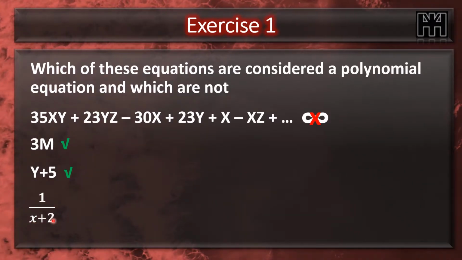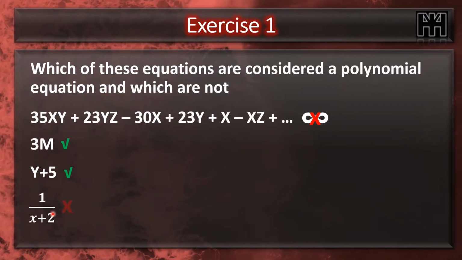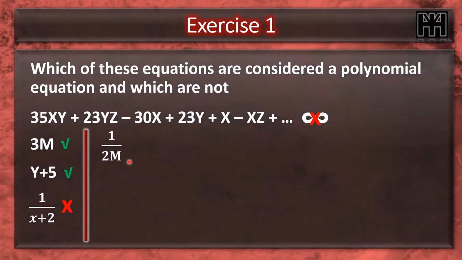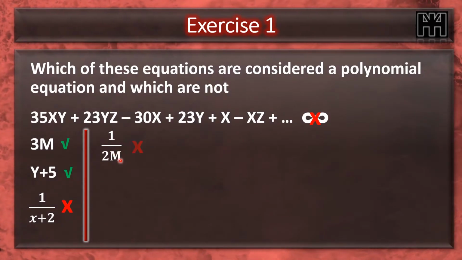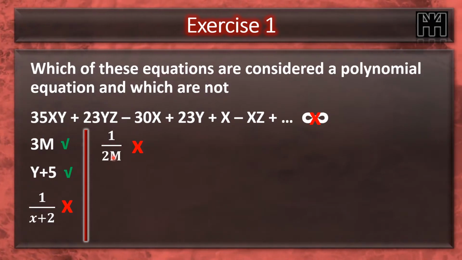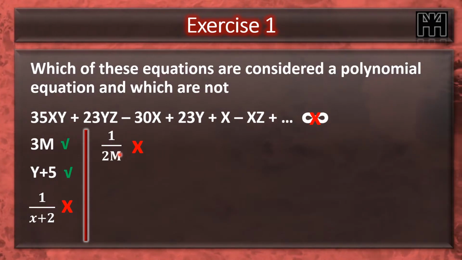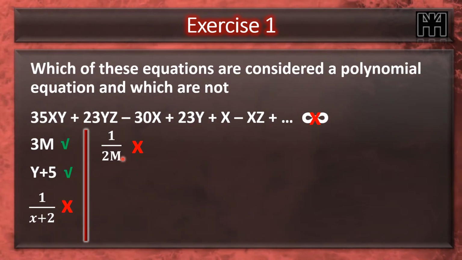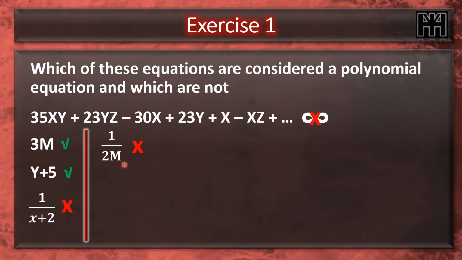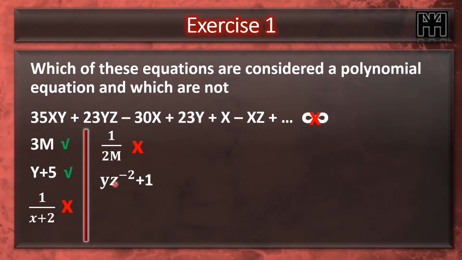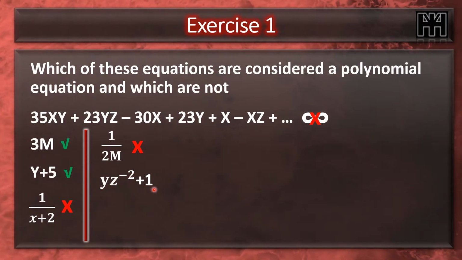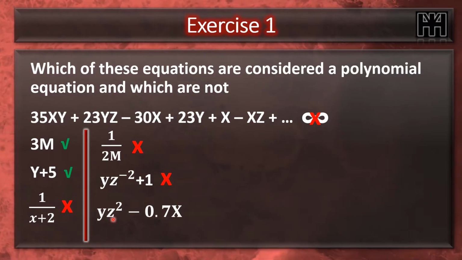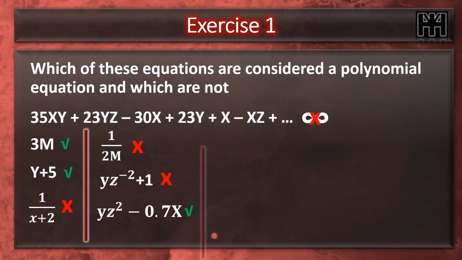1 over x plus 2, okay, has a variable as a denominator, so it can't be a polynomial equation. 1 over 2m, we have a variable as a denominator, can't be a polynomial equation. It's equivalent to m power -1 over 2, so we have power -1, and we only allow positive integer powers, or 0, as exponents. Okay, y z power -2 plus 1, see, negative power, can't have it as a polynomial. y z square minus 0.7x, this can be a polynomial equation.